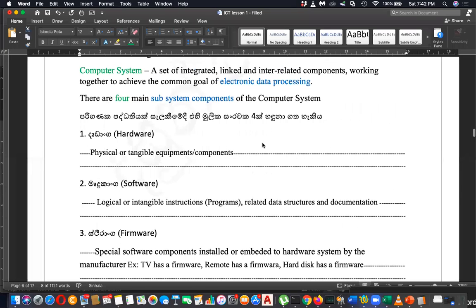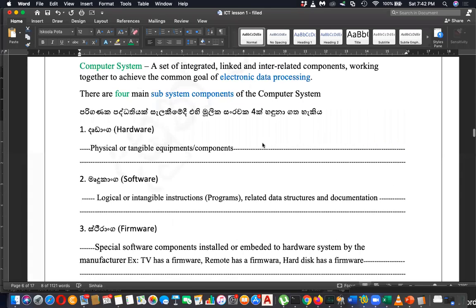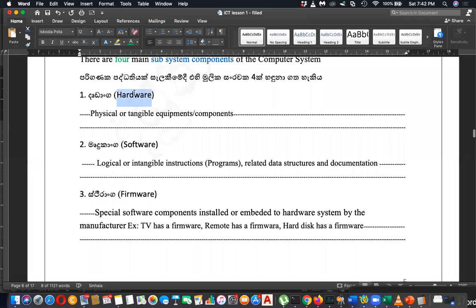Okay, the four main subsystems of a computer system. First one is hardware, tangible things. The second one is software, logical or intangible instructions, not just instructions, but related data structures and documentation. You must say these three in A levels.